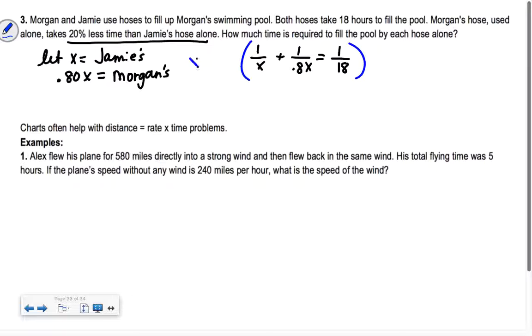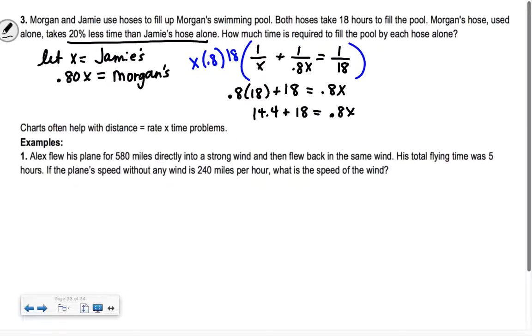So multiply by x, multiply by 0.8. You can do x again, but I probably wouldn't since you already have the x, and then 18. So the x's cancel, so we get 0.8 times 18 plus 0.8 and x cancel, so I have 18 equals 0.8x. So 0.8 times 18, what is that? 14.4.